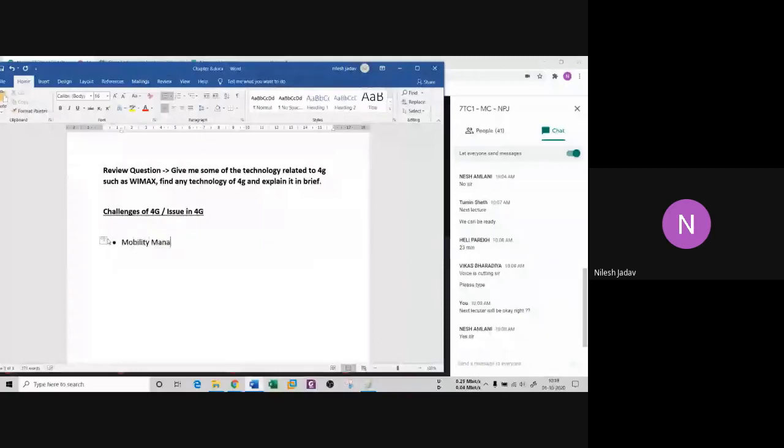I'm going to cover the higher layer issues, not the lower layer issues. Remember, you can write your lower layer issues such as the cost and all. I will definitely put them in the notes, but they are very self-explanatory, so I'm not going to put them here. So mobility management is the first issue here. The problem in the cellular network is the handoff. How many of you remember handoff or handover?